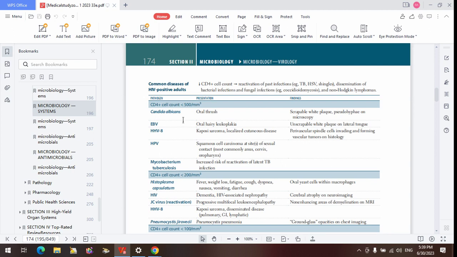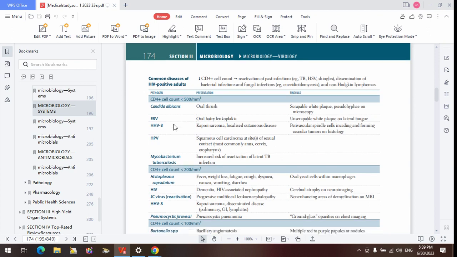So secondary lesion for HSV type 1, how would they present? Recurrent oral ulcers, herpes labialis. Recurrent is type 2. Type 2 is second time.